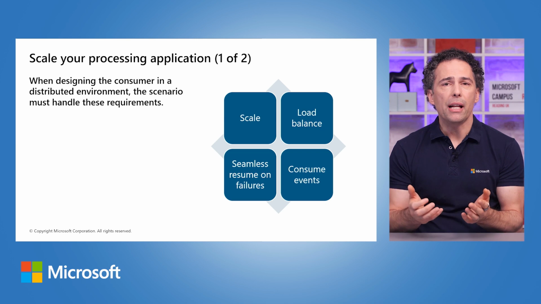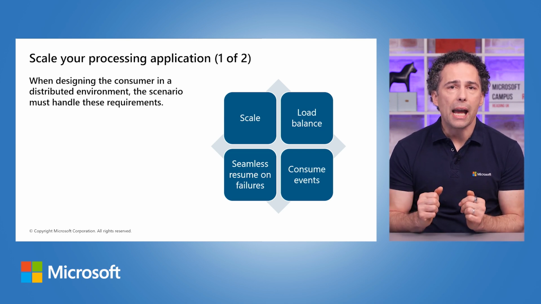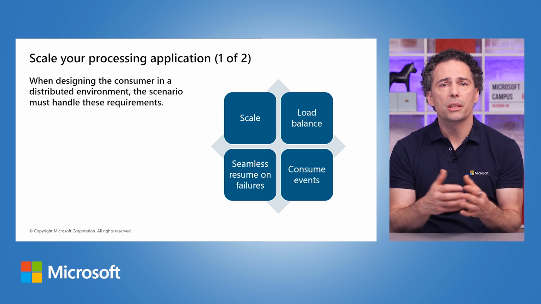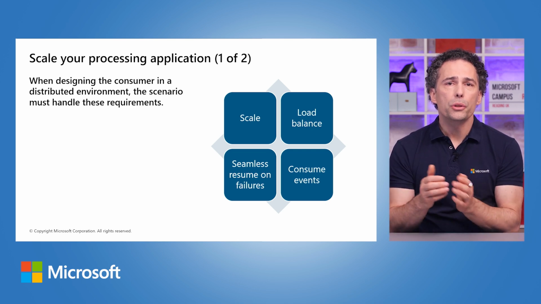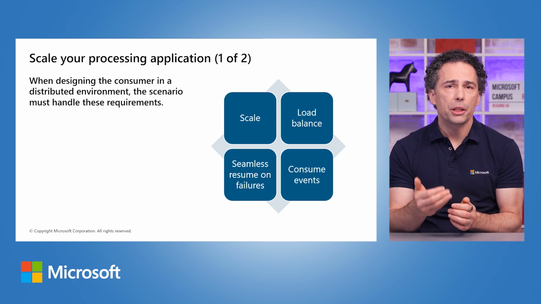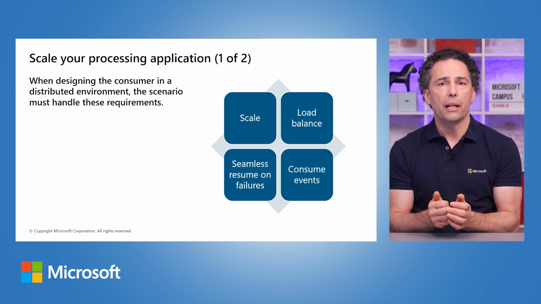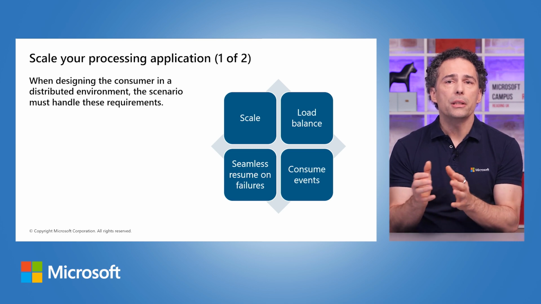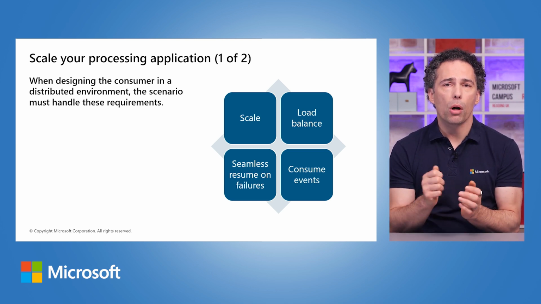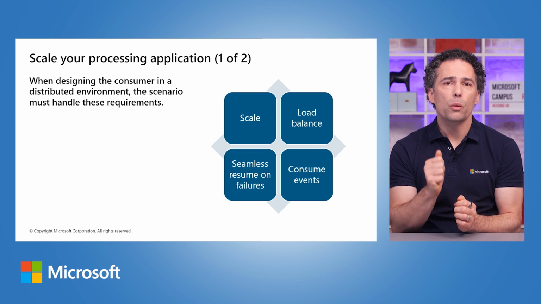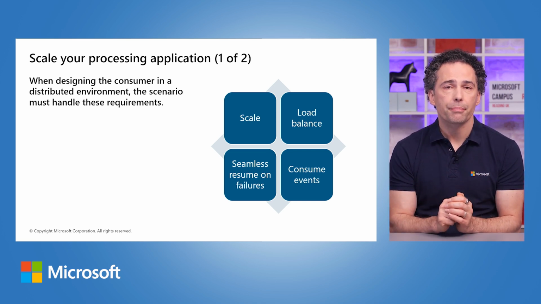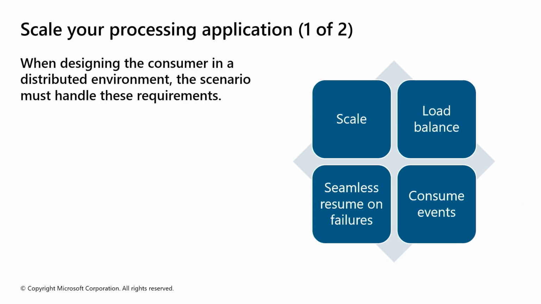Seamless resume on failures. If consumer A stops working, for example, the virtual machine that runs the consumer suddenly shuts down, then other consumers can take over the partitions that consumer A was reading from and keep going. Also, the point where they continue, called a checkpoint or offset, should be exactly where consumer A stopped, or slightly before that even. Consume events.